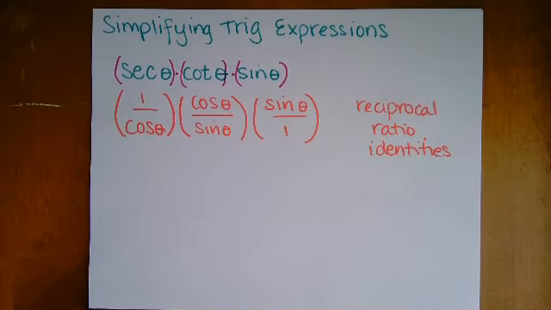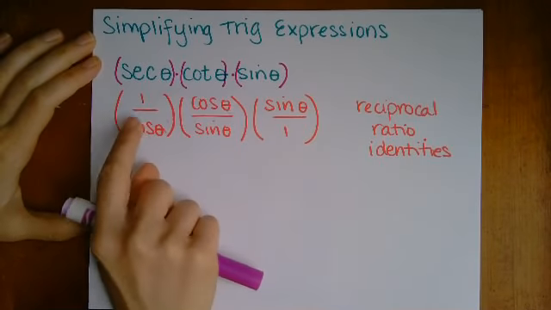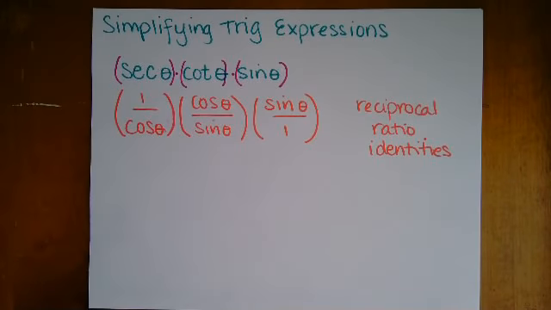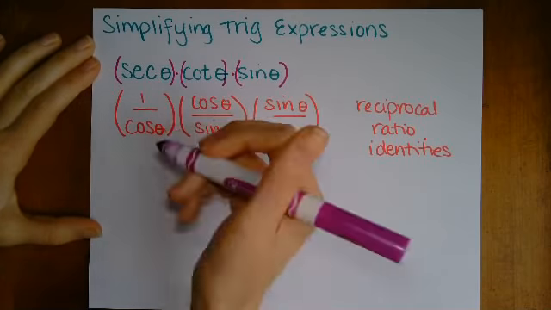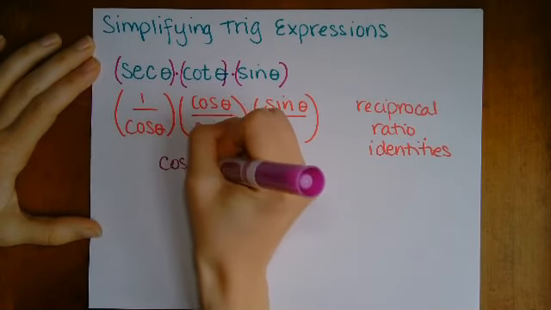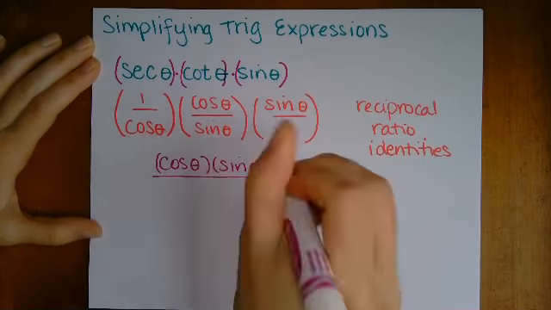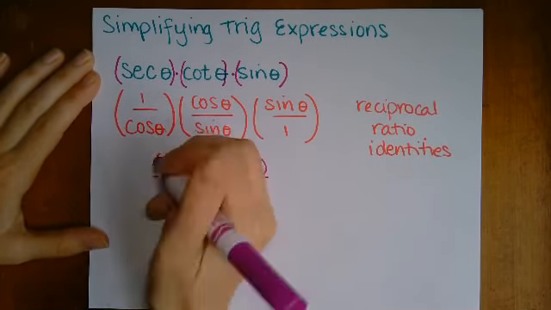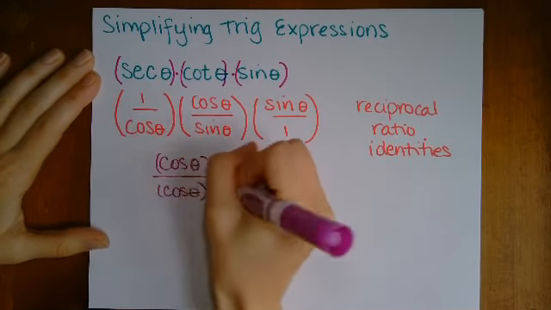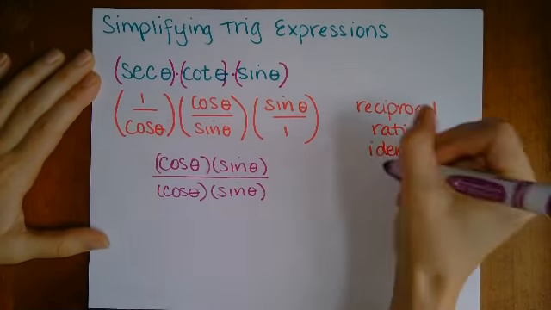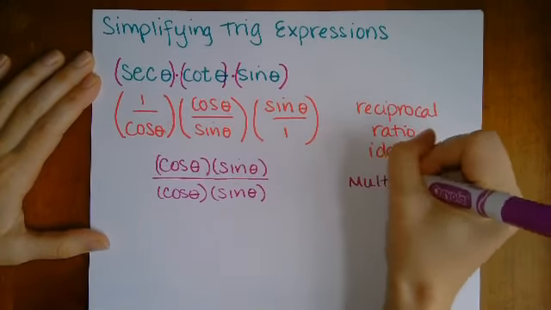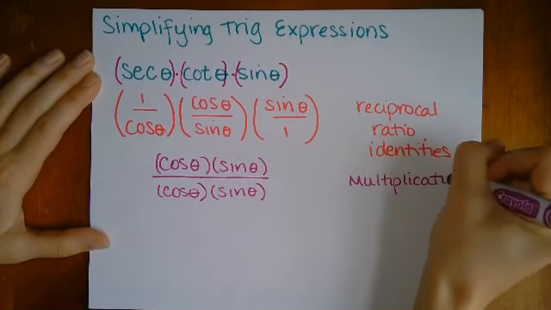All right, the next step I'm going to do here is I'm going to multiply straight across. So again, everything's justified. I'm using my algorithm for multiplication that we learned in the beginning of the year. So I'm just going to multiply everything in the numerator, and then I'm going to multiply everything in the denominator. So 1 times cosine theta times sine theta is cosine theta times sine theta. Cosine theta times sine theta times 1 is just cosine theta times sine theta. So this is just the multiplication of fractions.